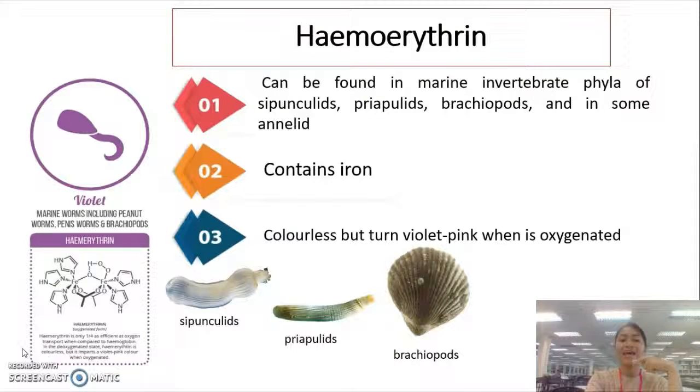Lastly is hemerythrin. It can be found in marine invertebrate phyla of Sipunculids, Priapulids, Brachiopods, and in some annelids. Same as hemoglobin and chlorocruorin, it also carries iron metal. However, it is violet pink when it is oxygenated and turns colorless when it is deoxygenated.